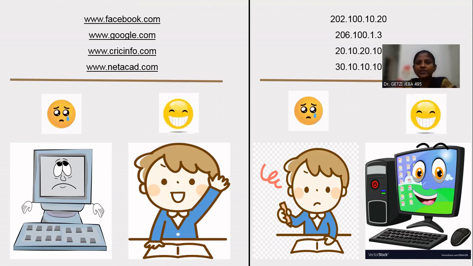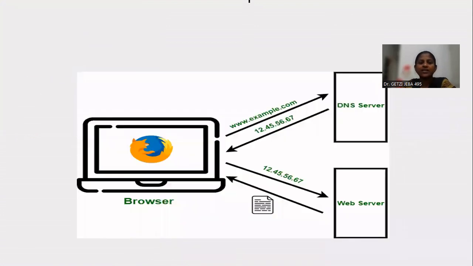But we don't always type the IP address in the URL, right? Suppose you do a Google search, or you just want to check out the cricket score. You don't type 20.10.20.10. You just go and type crickinfo.com. But how do the computers in the network understand that and process your request? You are able to get all your replies properly in your browser because of the DNS server.